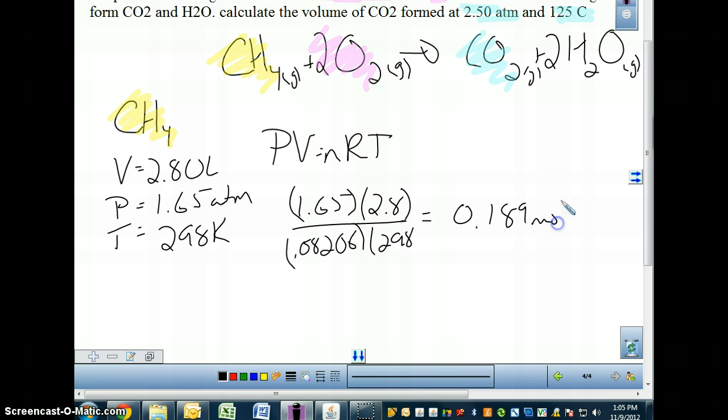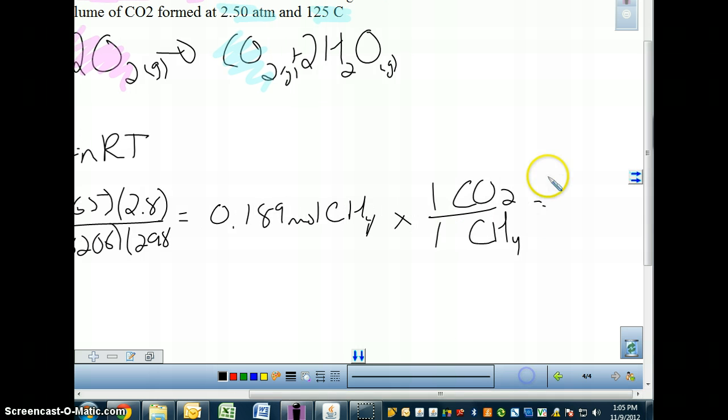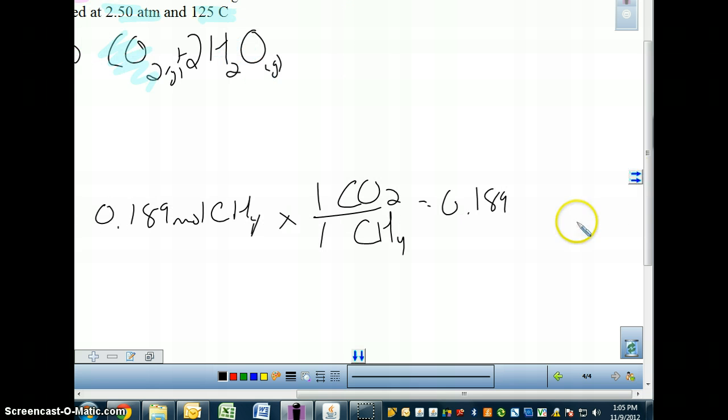0.189 moles of methane. Now I really don't care too much about my moles of methane. I would rather convert it into what the question's asking me about, which is CO2. And there's a 1-to-1 ratio for my balanced equation, and I get 0.189 moles of CO2.